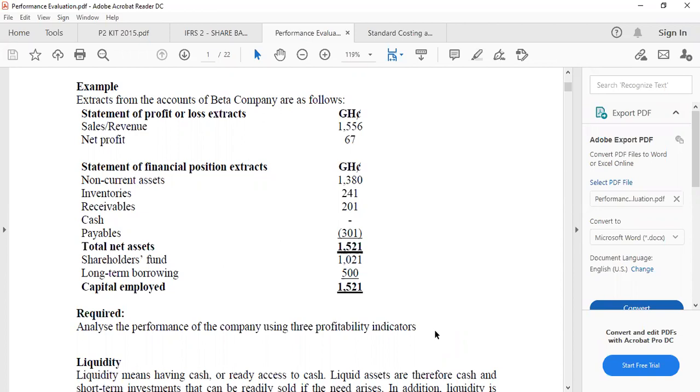Now current assets is 1,380. Inventories 241. Receivables 201. Cash, payables, shareholders' funds, long-term borrowings. The total is this one. Analyze the performance of the company using three profitability indicators. So what are the things that we are going to calculate? What are the ratios that we are going to calculate under this one?